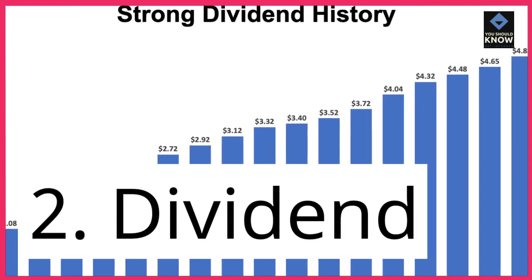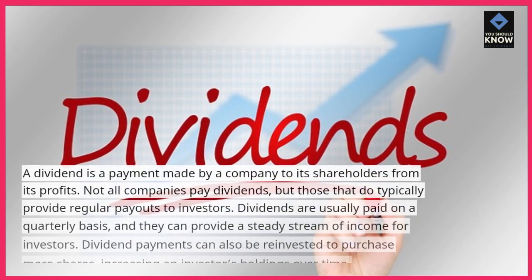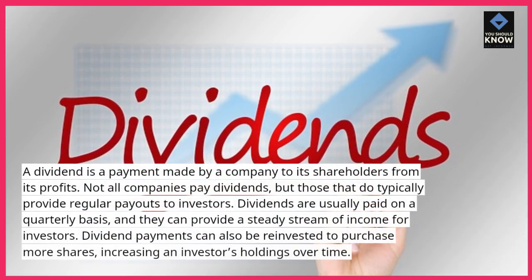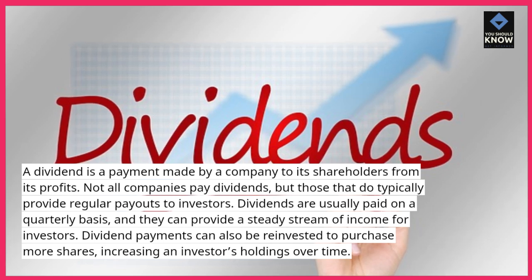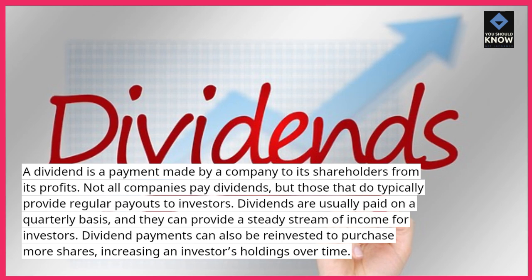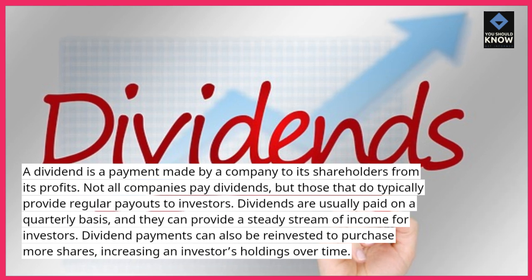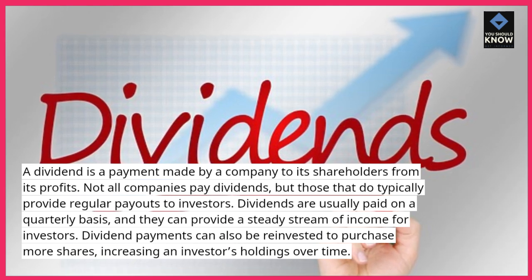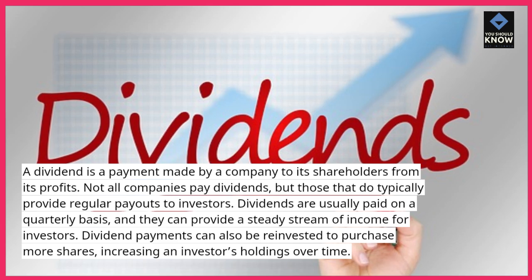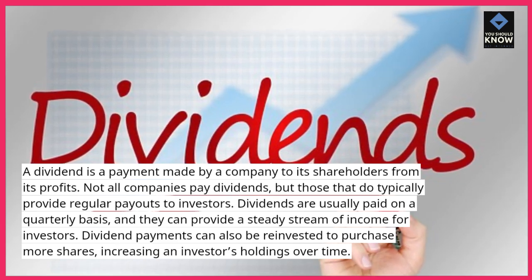2. Dividend. A dividend is a payment made by a company to its shareholders from its profits. Not all companies pay dividends, but those that do typically provide regular payouts to investors. Dividends are usually paid on a quarterly basis, and they can provide a steady stream of income for investors. Dividend payments can also be reinvested to purchase more shares, increasing an investor's holdings over time.